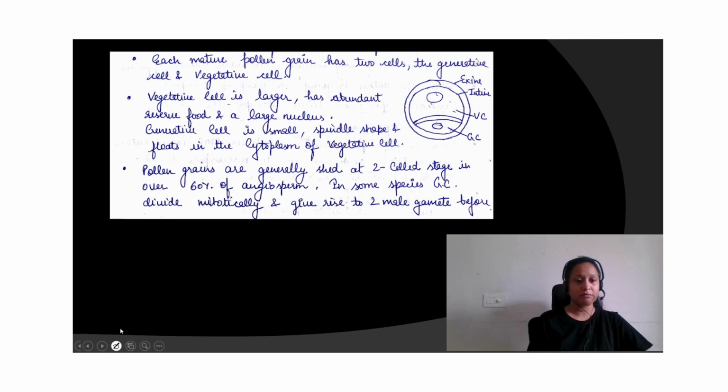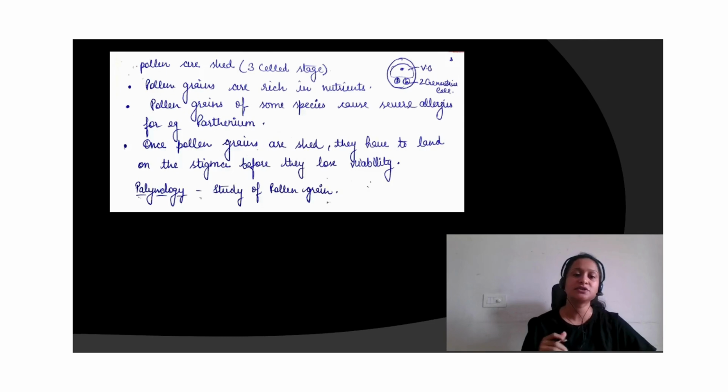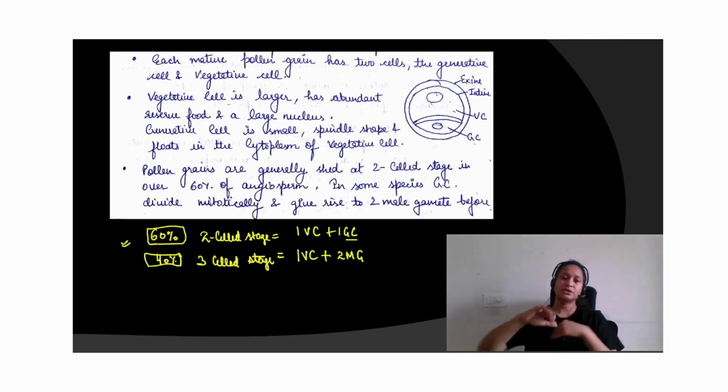Now important to note here is that pollen grains are shed generally at the two-celled stage: one vegetative cell, one generative cell. So in 60% of angiosperms this is happening. Now what about 40%? In 40% the generative cell divides to form two male gametes. So already the pollen grain has three cells now: one vegetative cell and two male gametes. So how many cells? 3 cells. So in 60% the pollen grains are shed at the two-cell stage. Generally it is happening, but in some cases you can also see that the generative cell divides mitotically to form two male gametes before the shedding.